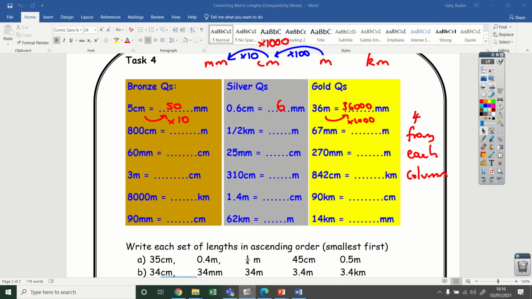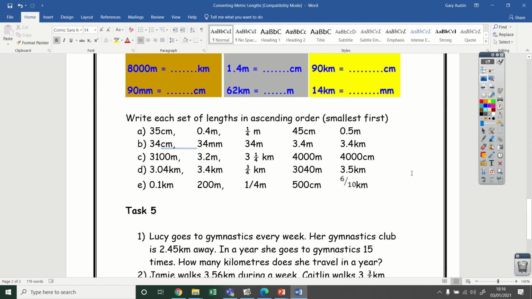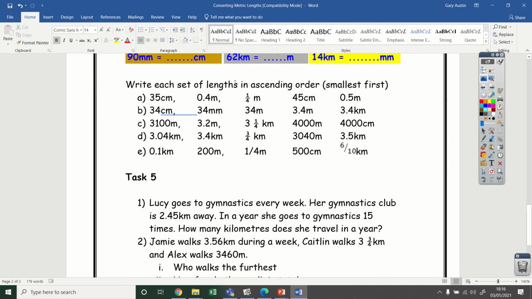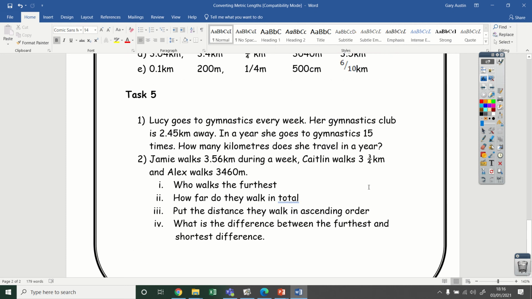And then on the remaining part of the page, you've got some other things to do. Just moving downwards, for these ones I want you to put them into ascending order, so smallest to biggest. To do that, you're ideally going to want to make them all into the same units. If they're the same units on each one, then you can convert them and compare them a lot better than if they're all different units. And then there are some extra exam style questions at the bottom as well.